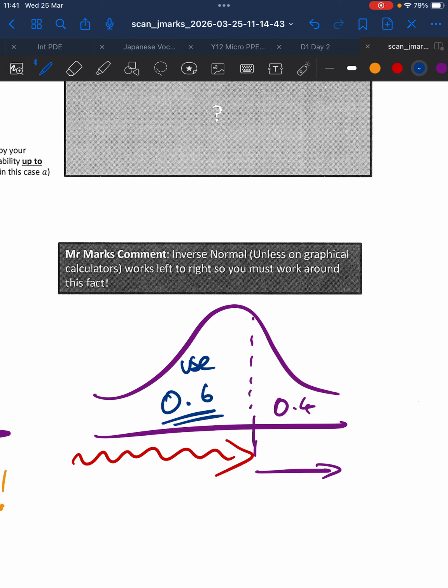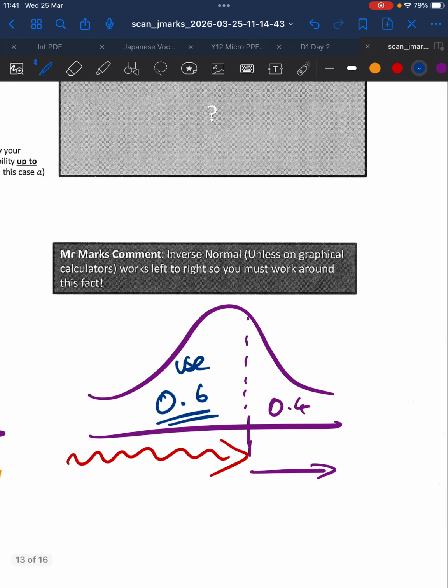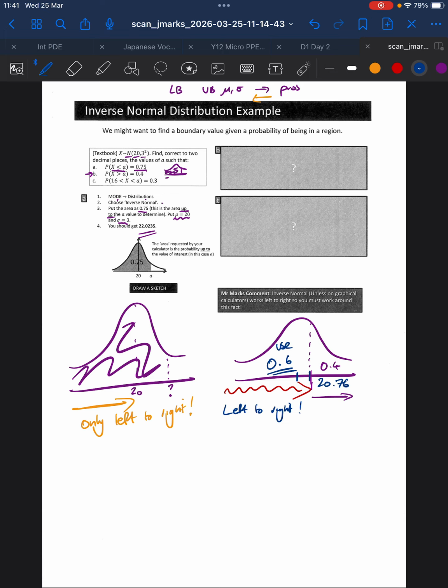Okay, so again, we're going to use that mode on our calculator, but with 0.6 instead. So our answer, if here is 20, our answer here comes out to 20.76, which again makes sense. Okay, so it's left to right. In terms of the numbers, they were the same. I was using a mu of 20 and a standard deviation of 3.